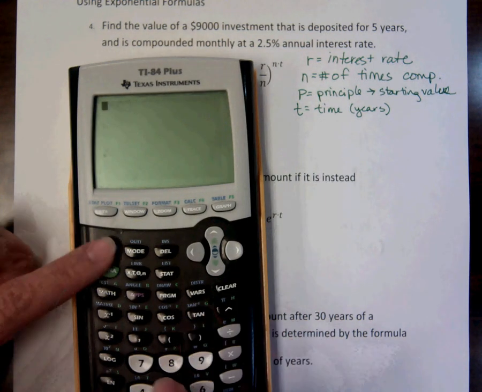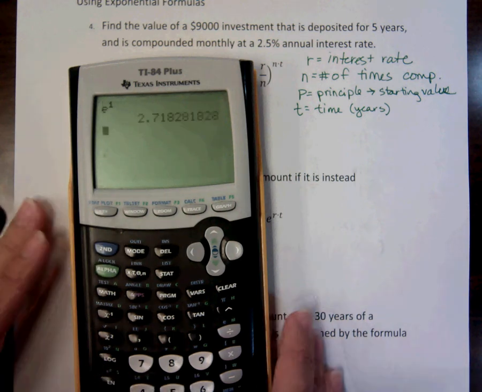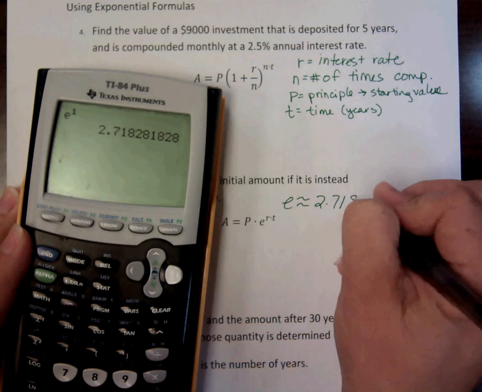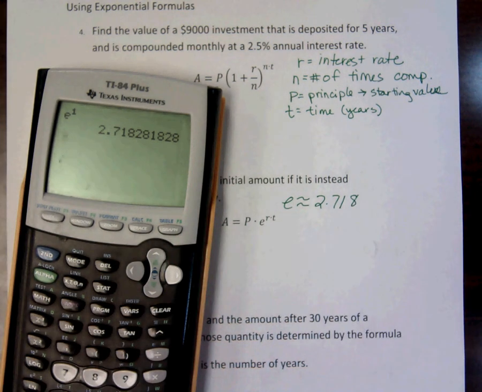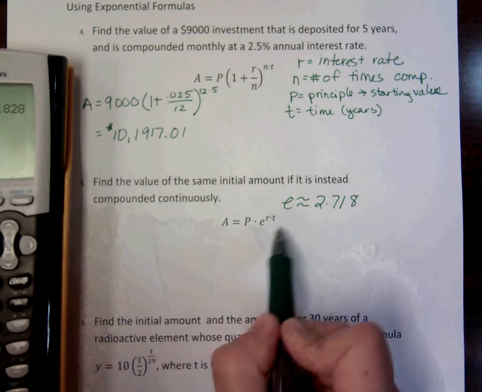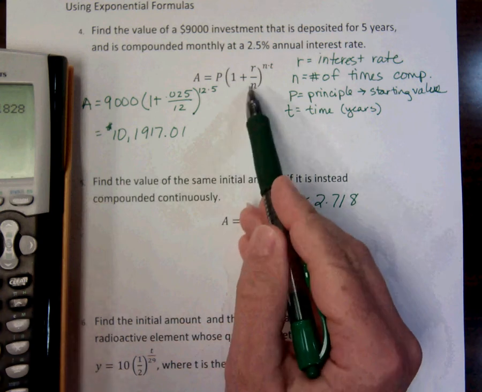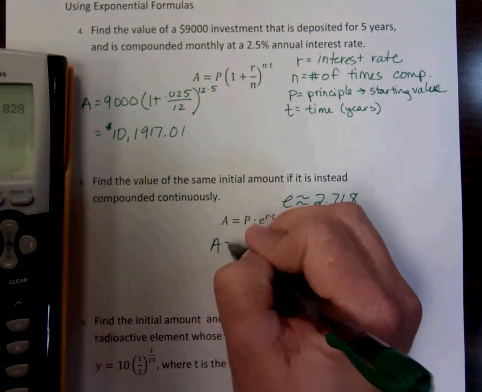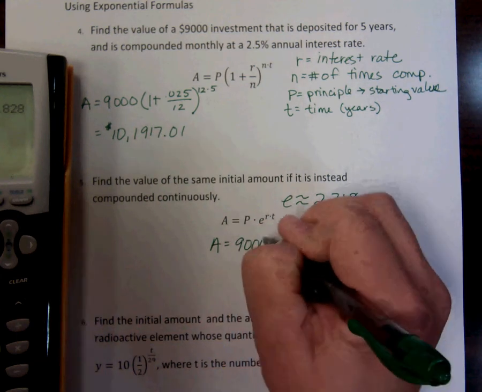So if you want to know what E is, you can do e to the first power and see that E is about 2.718. You don't really have to know that. You'll use the E in your calculator, okay? But long term, that's going to come up this chapter, okay? So when we're compounding continuously, we use this formula because you don't have an n value, so you couldn't use the formula up above.